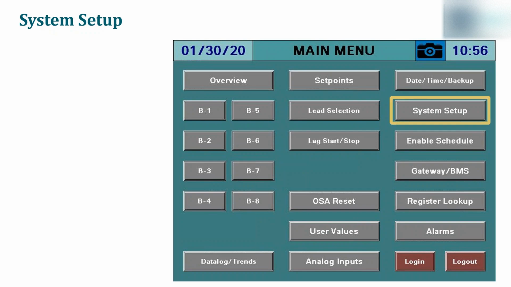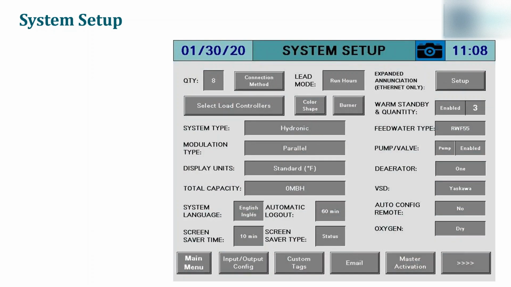The first one we're going to do is the system setup button. This is basically where you're going to start whenever you're commissioning a master panel. And this is where we're going to tell the master panel everything that it's connected to and how it's connected.